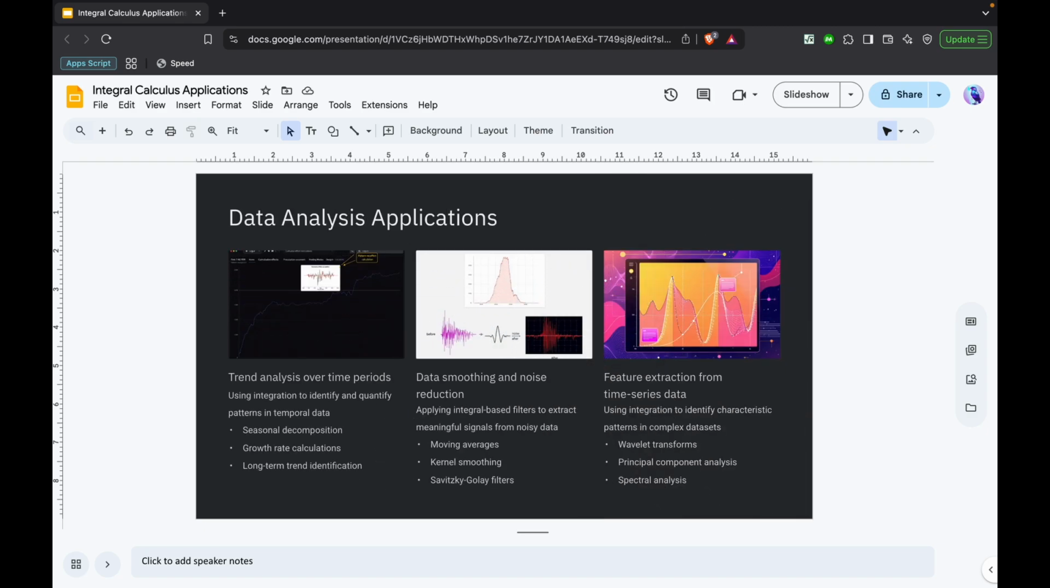researching this. Now, this is data analysis applications, which is kind of a combination of pure math and applied math. We're trying to analyze trends, reduce noise and smooth data, and also extract features. Of course, you can read the 3 mini points for each of these if you want a better idea of each. But the basic idea is we're trying to use integration to identify patterns, filter and extract different things, and to identify the things we want to extract.